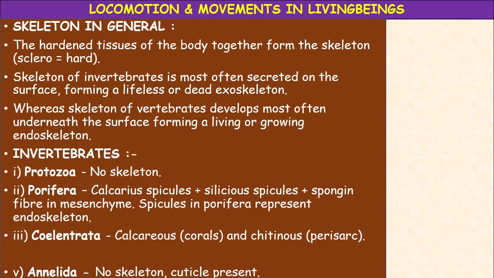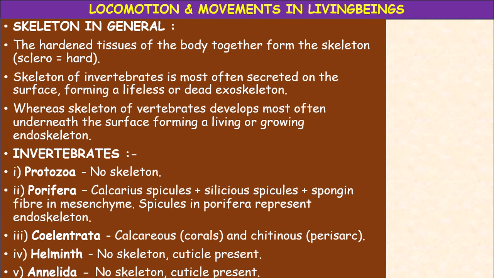In these animals also the skeleton is calcareous, made up of calcium carbonate, calcium silicates. Here also calcareous skeleton or chitinous. The calcareous skeleton is seen in corals and coral reefs. These are oceanic, aquatic animals, present at the seabed. Corals are present, and chitinous example is perisarc. Next, helminths. In helminths there is no skeleton, only an outer protective layer called cuticle is present.